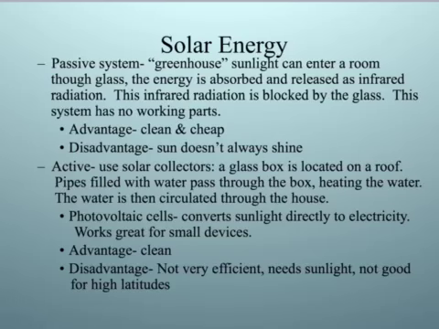With a passive system, this is your typical greenhouse. Sunlight will go through a glass. The energy is absorbed by the plants and released as infrared radiation. The infrared radiation cannot go through the glass, so it's trapped.